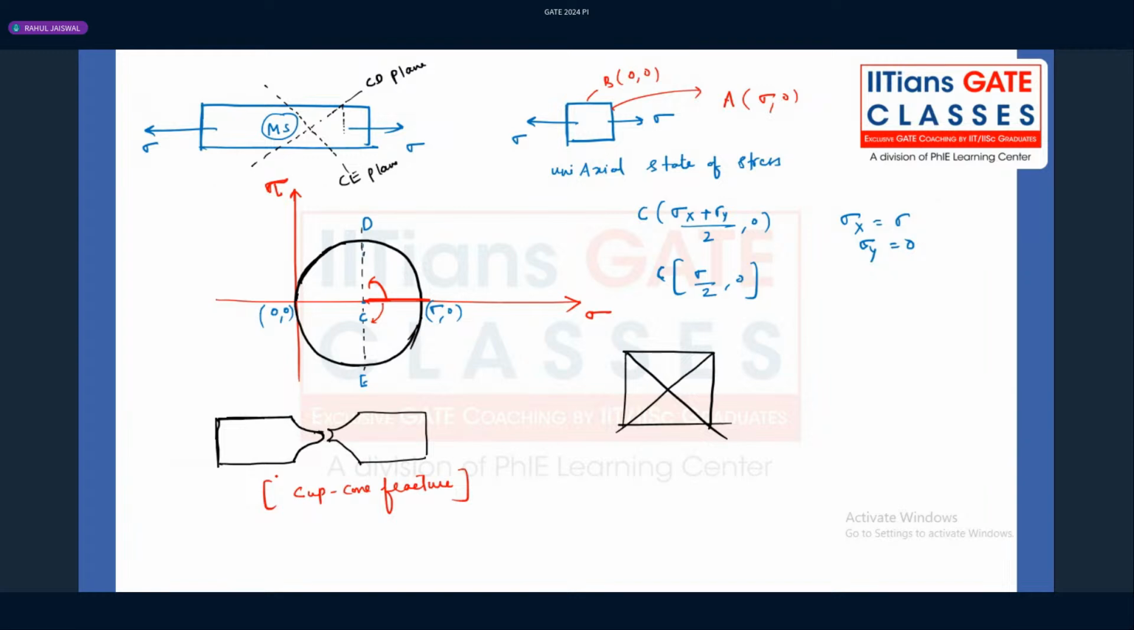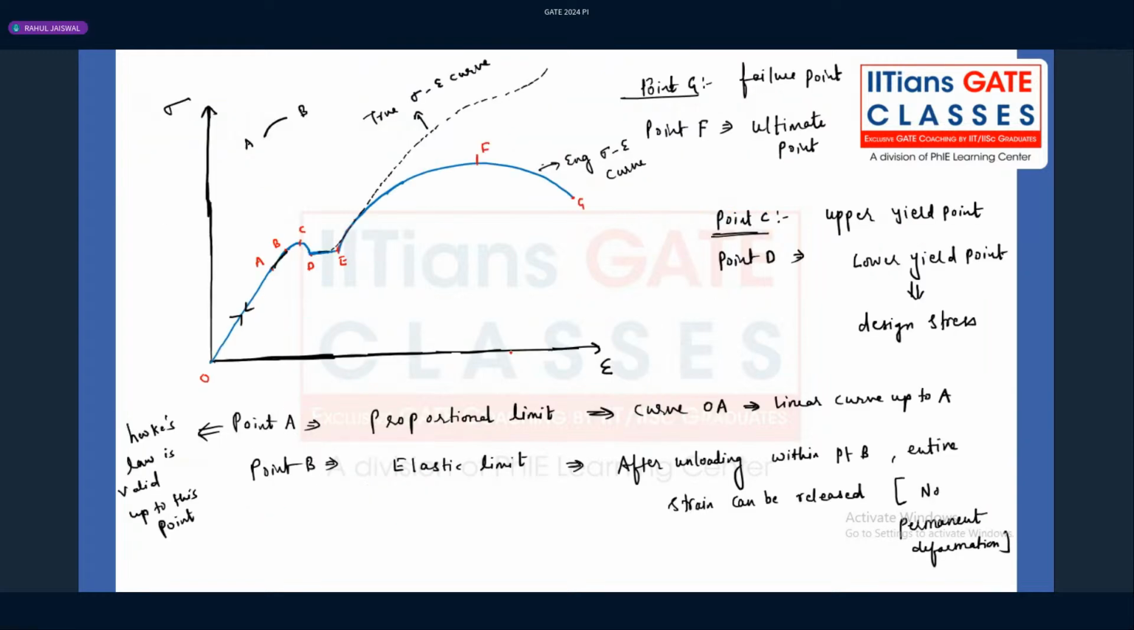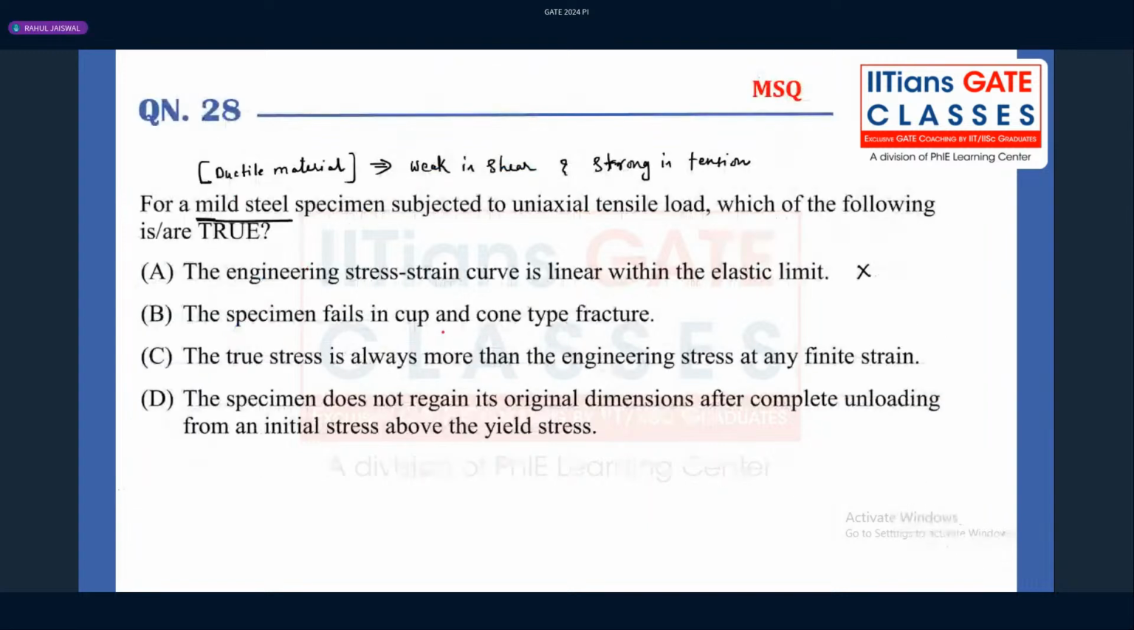This happens when ductile material, mild steel, is subjected to tensile loading. Right? So any doubt, let us know. So statement B is correct: the specimen fails in a cup and cone type fracture.